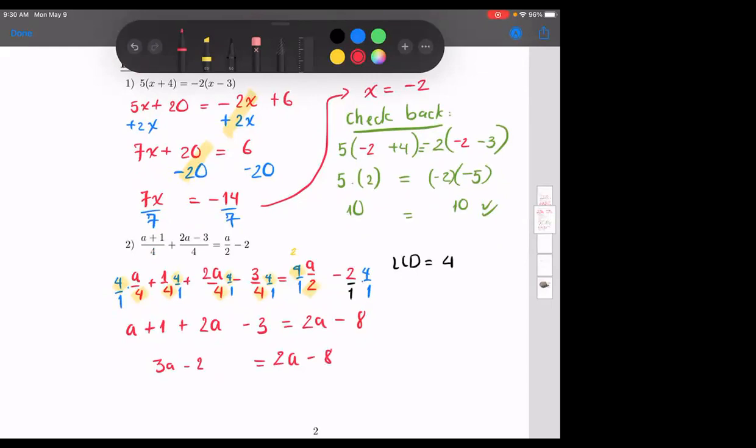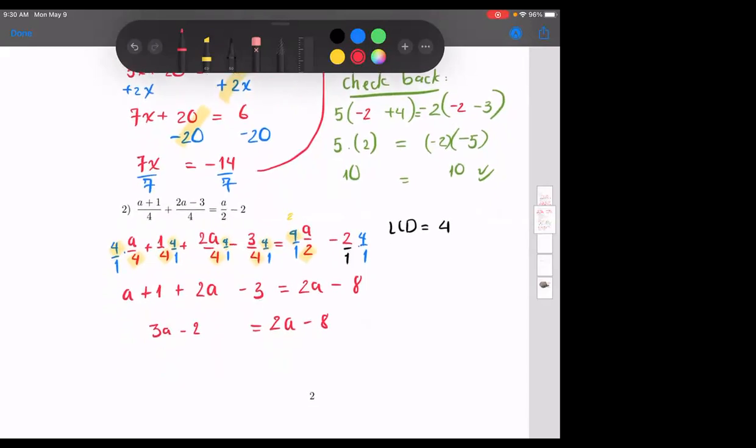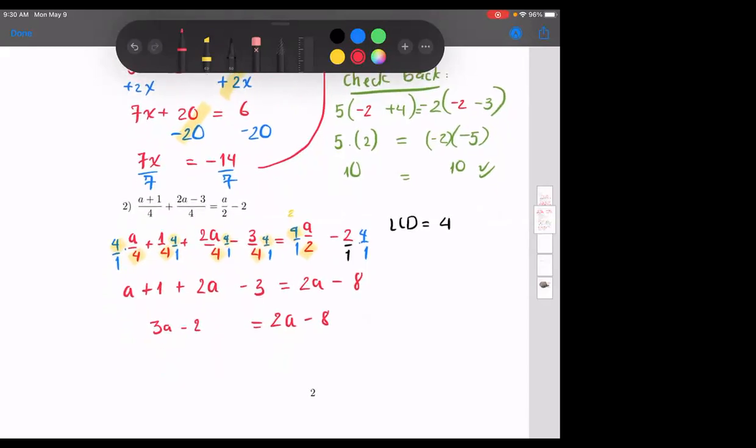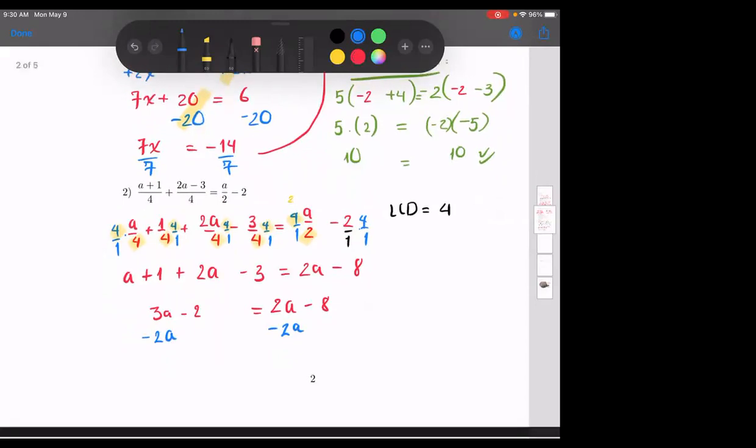And then you want to solve for a, so you move a to the left, constant to the right. Subtract 2a from both sides. So I have a minus 2 equals negative 8. Add 2.